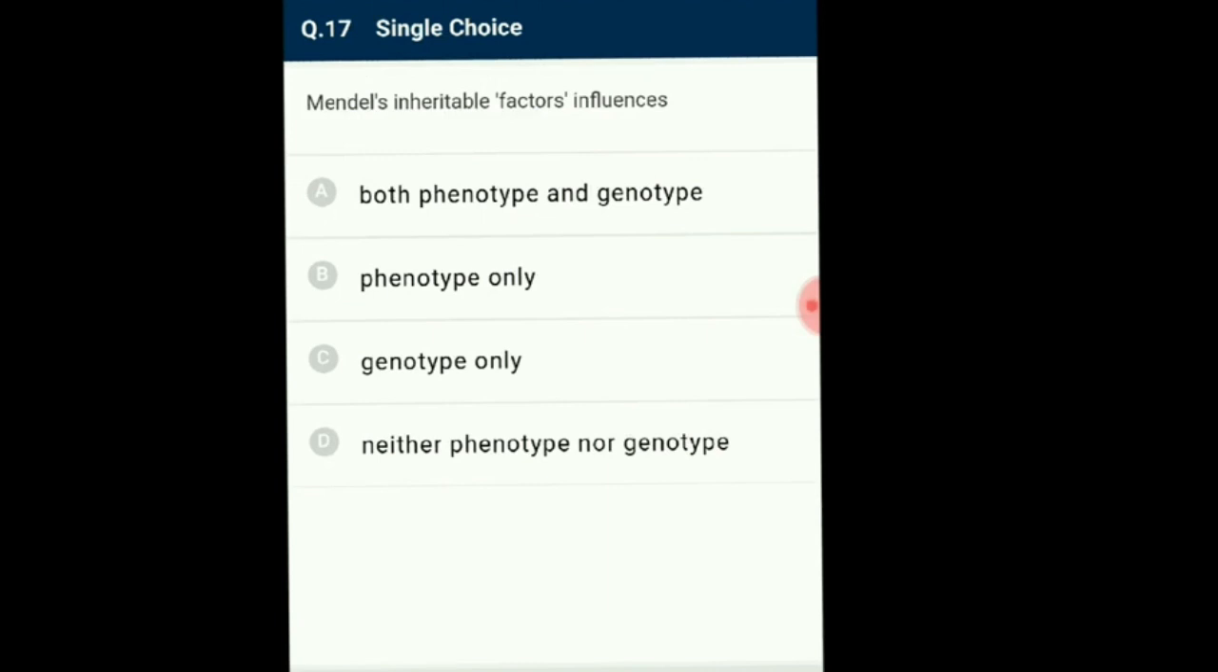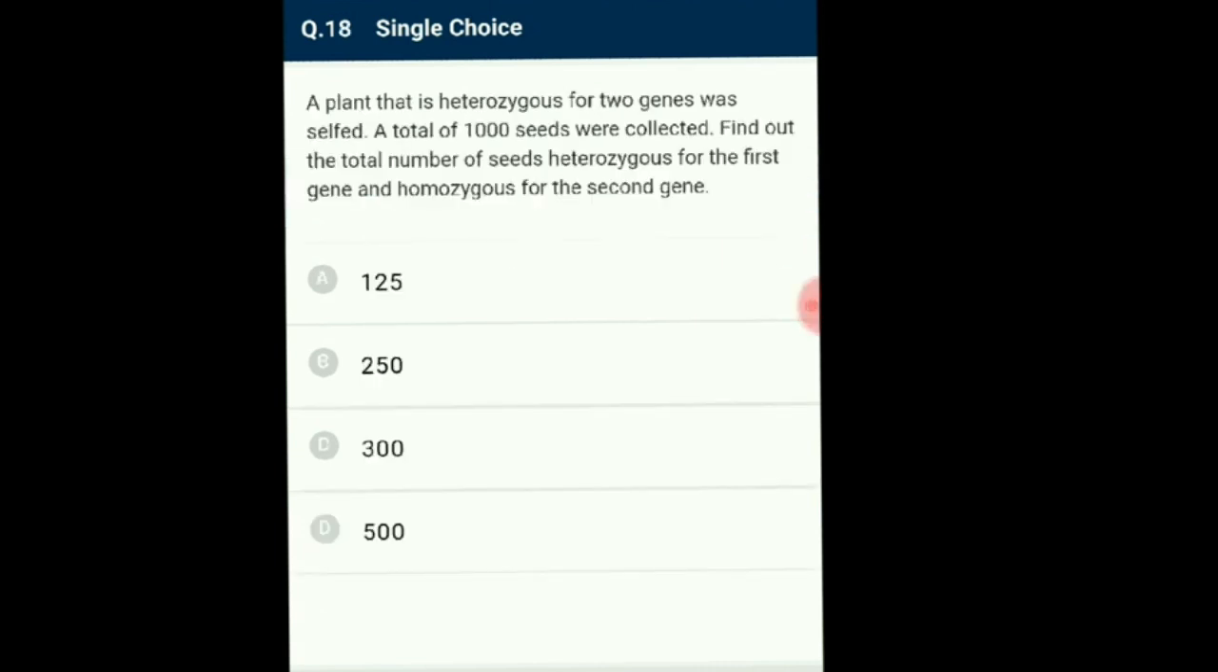Mendel's inheritable factors influence: option A. Inheritable traits are determined by inheritable factors and are now called genes. The phenotypic features, otherwise called observable features, are passed through an organism's genotype. It is generally called a set of alleles. So the answer for this question is both phenotype and genotype are inheritable characters.